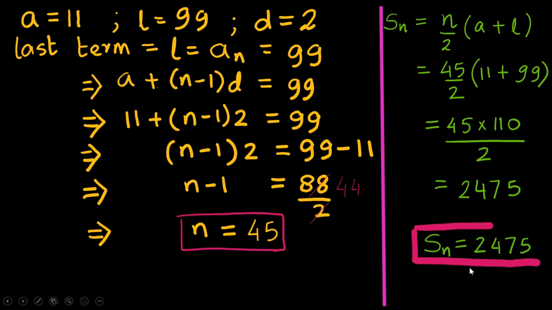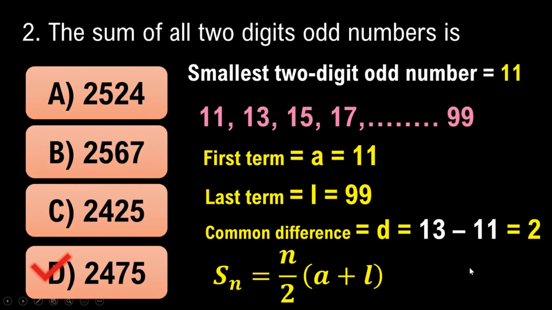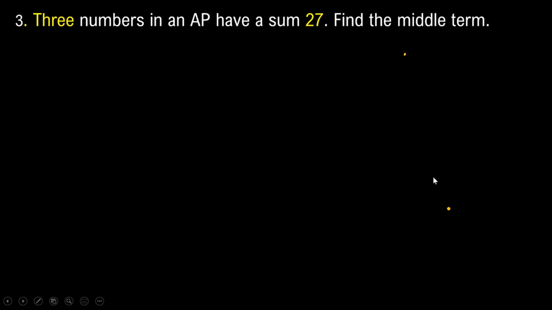So what is the correct answer now? Option D is the right answer. Okay, it's 2475. So this type of problems you can expect in your examinations. So this may not be direct. So see here, by seeing the question, you cannot see that directly the first term is there, directly the difference is there. Only it is given 2 digits, odd numbers, like that. Okay, so just expect these type of questions in your examinations. Okay, I hope that you understood this question as well. Let's see the third question.